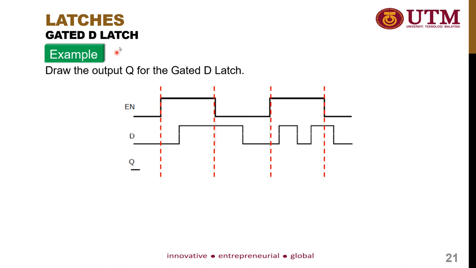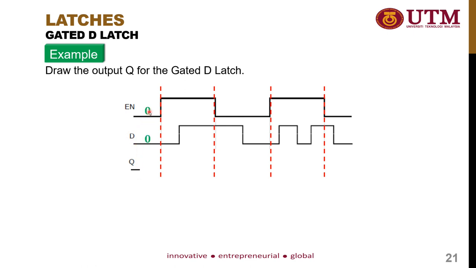So this is the example of the gated D latch waveforms. So first, if we want to know what output comes from the gated D latch, we need to observe the enable pin. So if the enable pin is equal to 0, it means that there are no changes at the output. And if the enable pin is set to 1, it means that the output will follow the input D. So let's take a look.